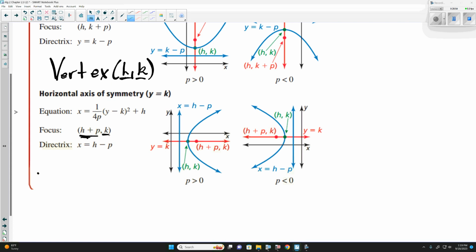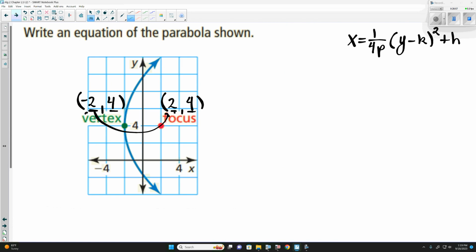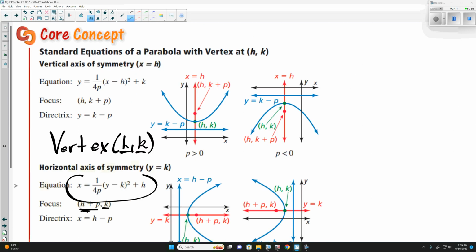But the k values are going to be the same. Here we can see that the h value changed, but the y value is the same. Because the x value changed from the vertex to the focus, it means our equation is this here. Putting that in a picture, yeah. Vertex and focus together. Now, if they give us the vertex and the y value changes, that's what we're looking at.